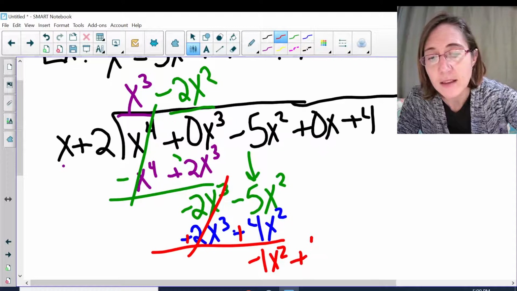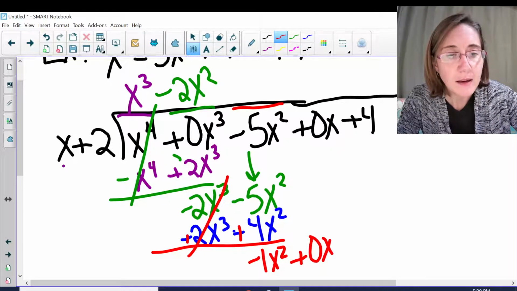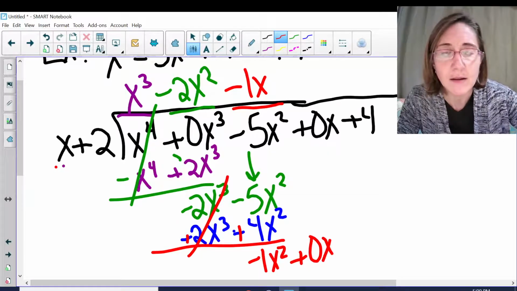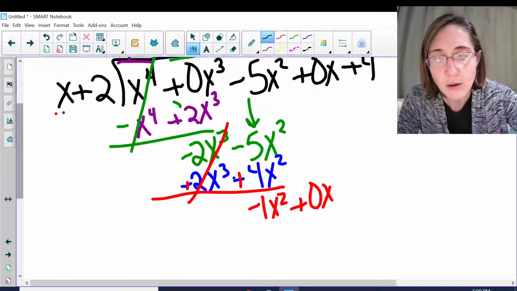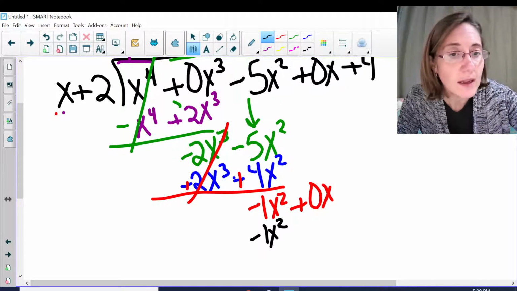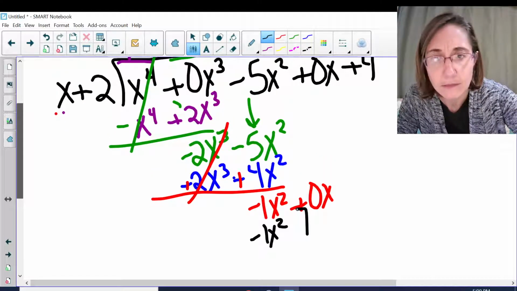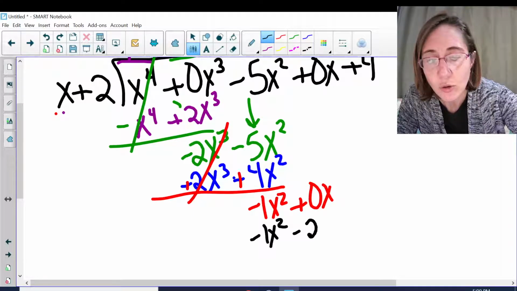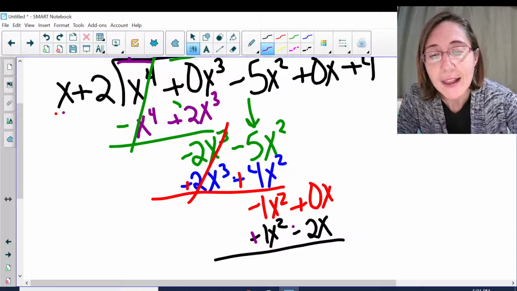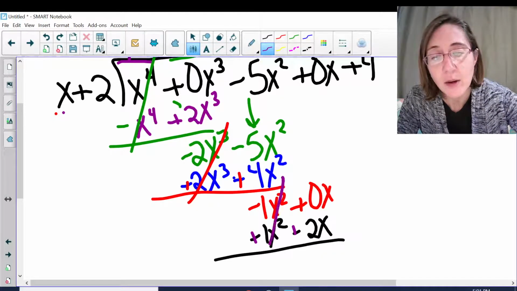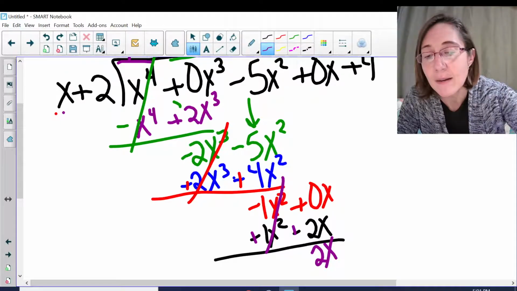Now I'm going to bring down my plus 0x. I need to figure out what will go up top here. If I'm multiplying by x, I need a negative 1x up there. Now we're going to multiply. That negative 1x times x would be negative 1x squared. Negative 1x times 2 is negative 2x. Now we need to subtract. Subtraction is the same as adding the opposite, so our x squareds are going to go away. If I look at my x's, I have plus 0x and then plus 2x, so that would be 2x. And I need to bring down my plus 4.